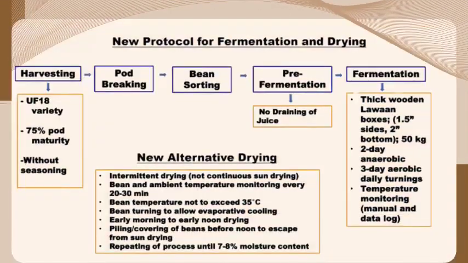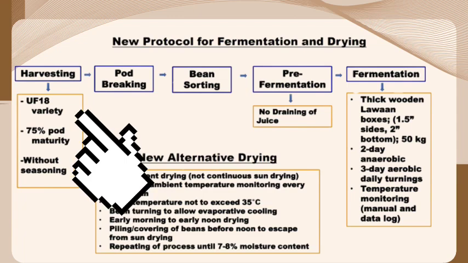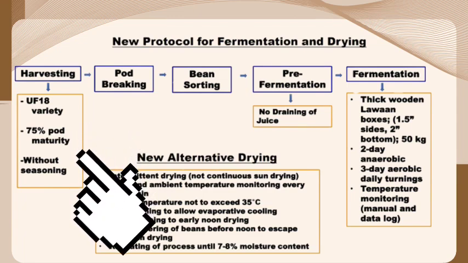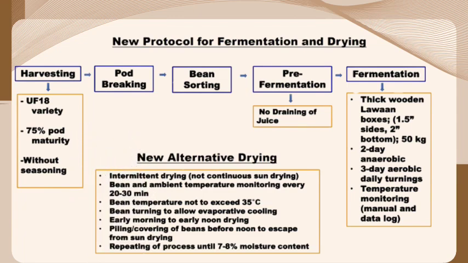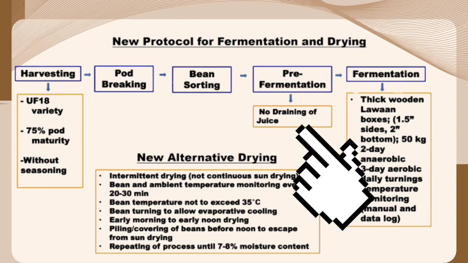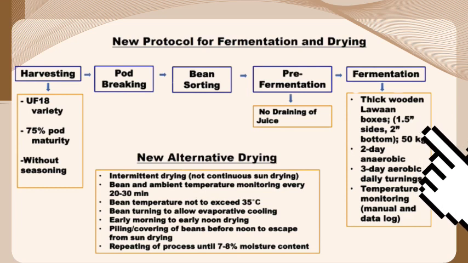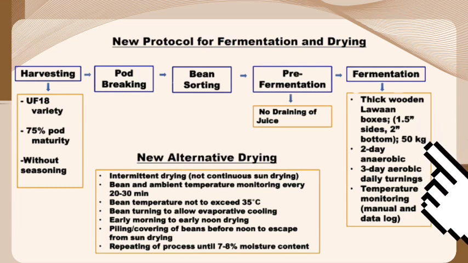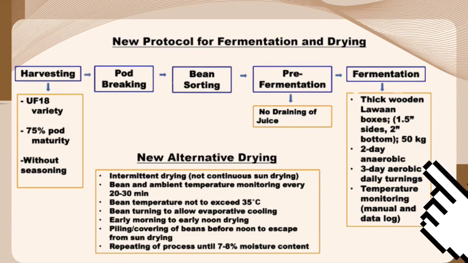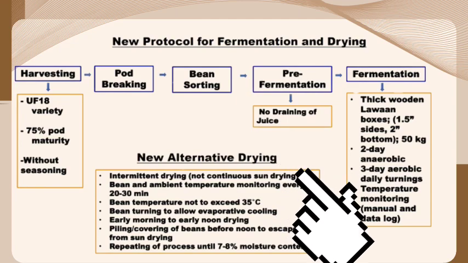And for the new protocol, as I told you, we have the same variety and pod maturity, without seasoning. We do direct, and we do not drain the juice. And here's the wood lawaan, the same, but they differ in thickness, 1.5 inches on the sides and 2 inches below. And for the 50 kilograms, both are 50 kilograms. And we follow the same 2-day anaerobic, 3-day aerobic, and temperature monitoring.